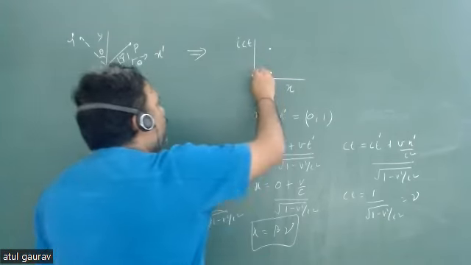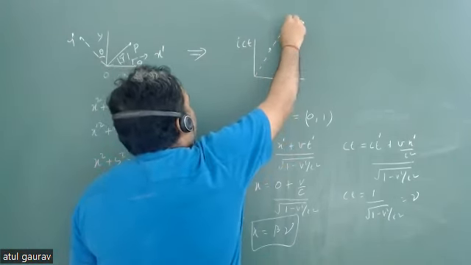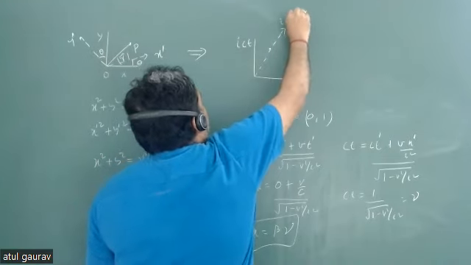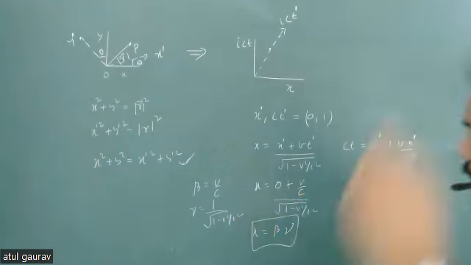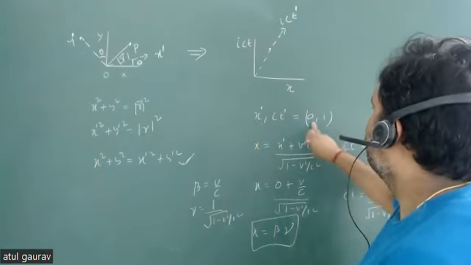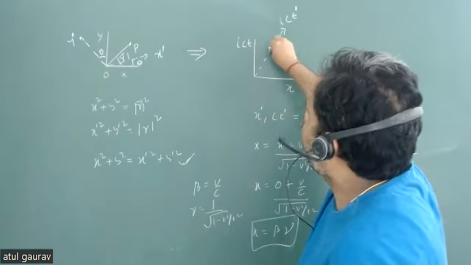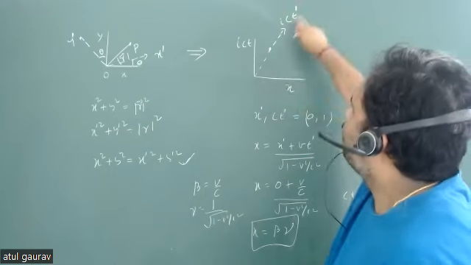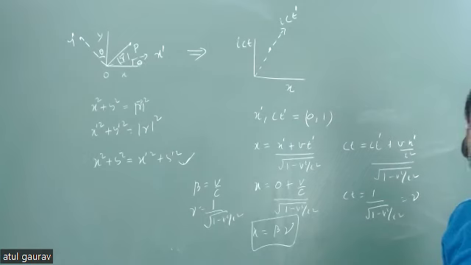And what is this point? This point is something like ICT dash. What is the value of x dash? 0. And what is the value of ct dash? 1. So this value is 1 here and 0 here, that means it is in the line of ICT dash.